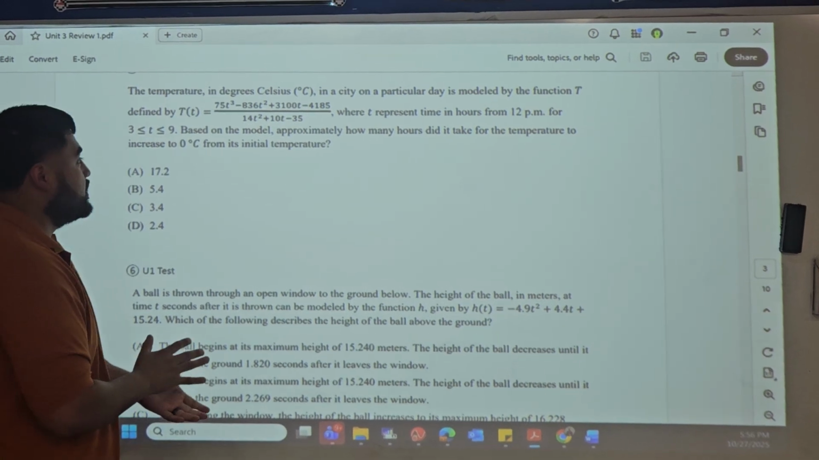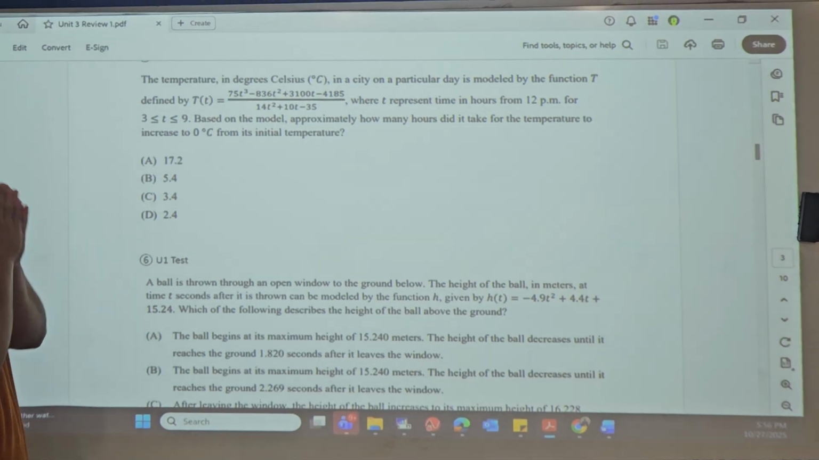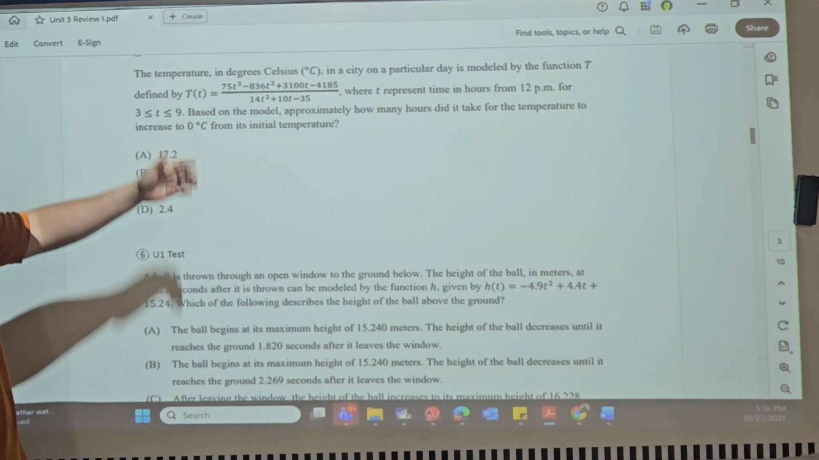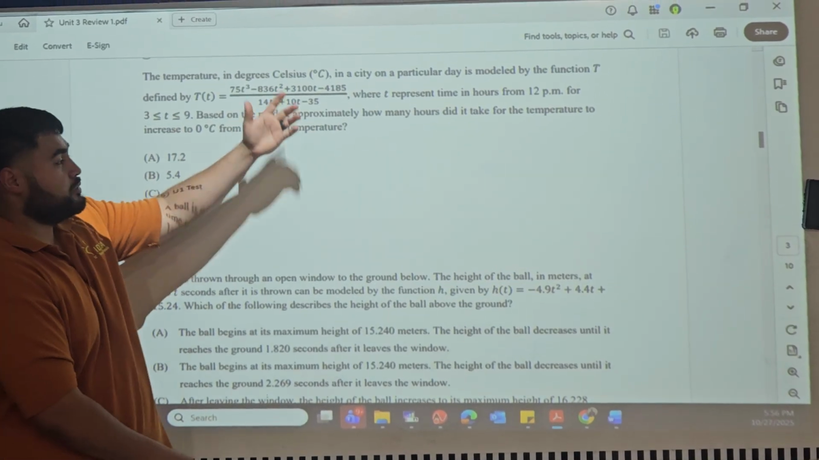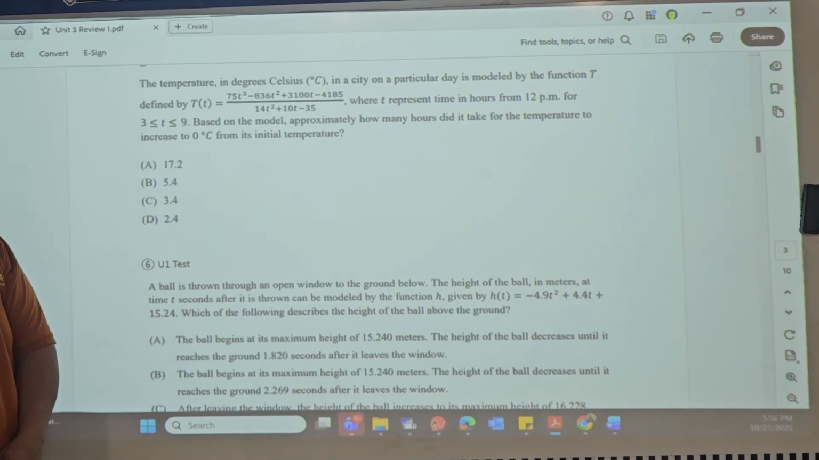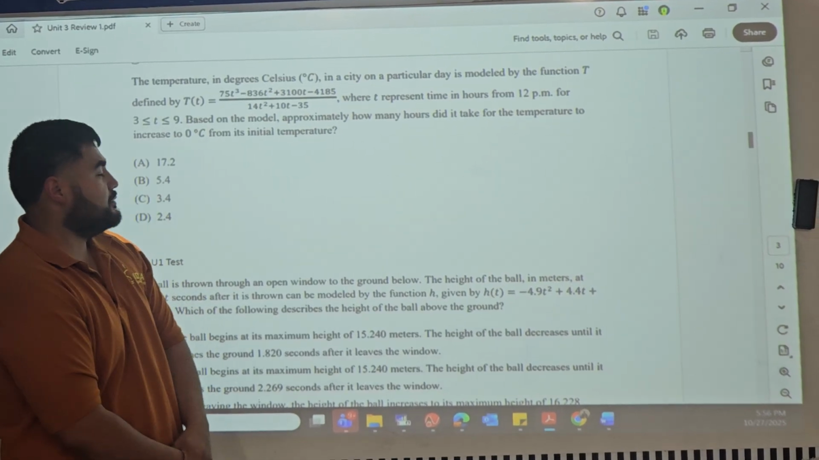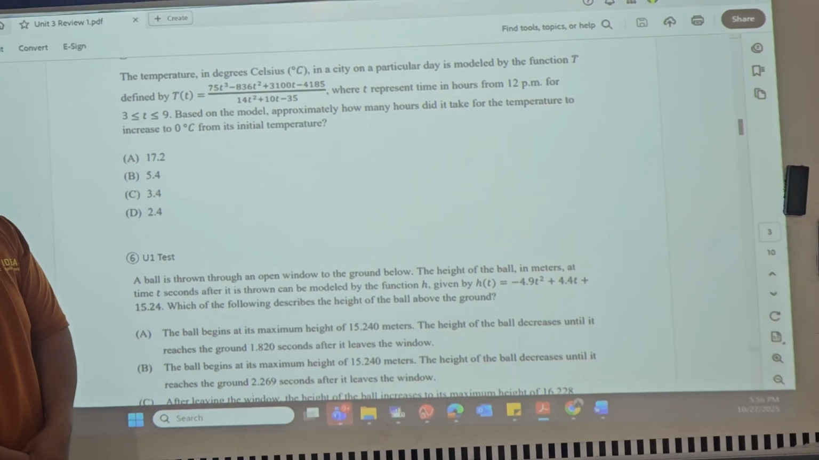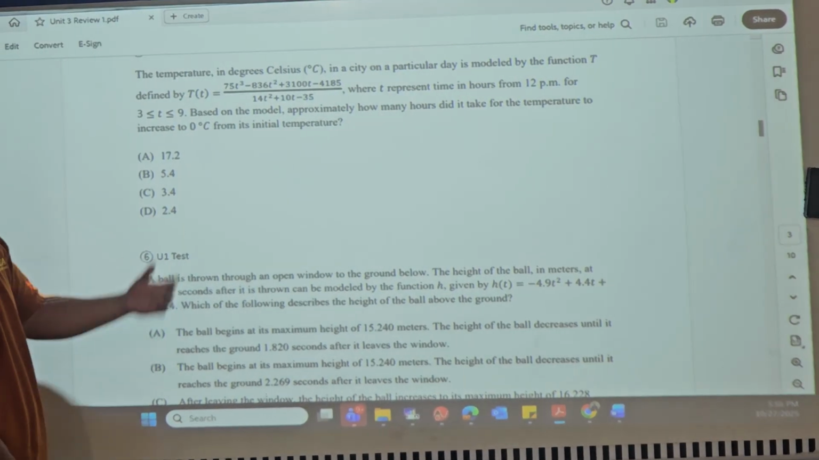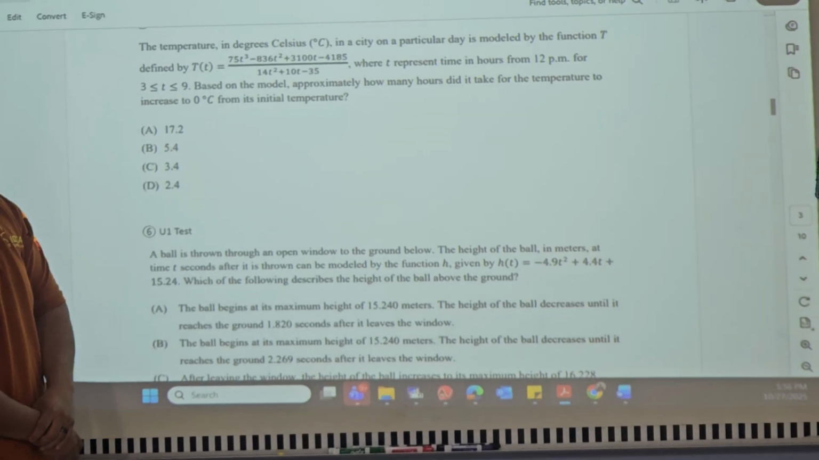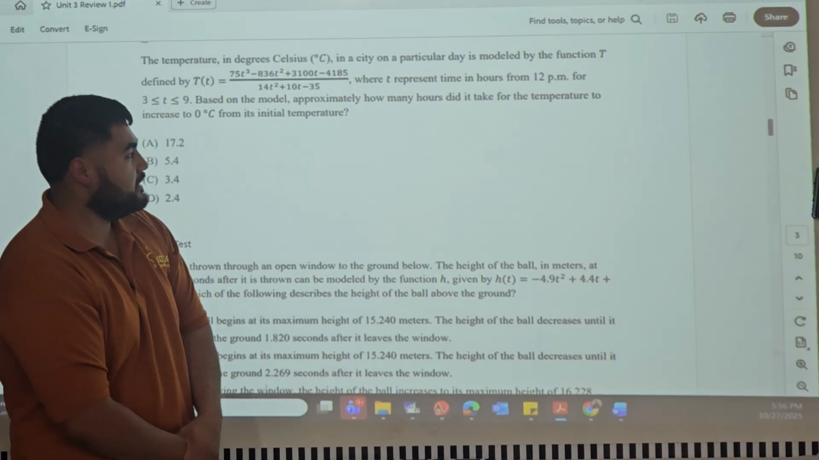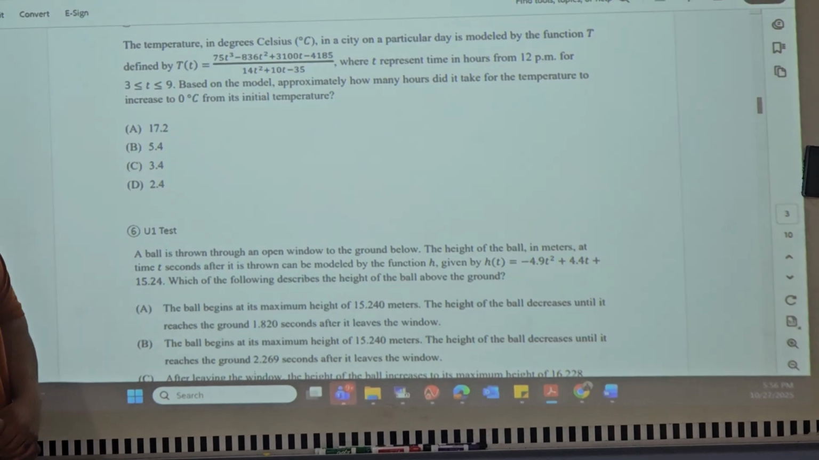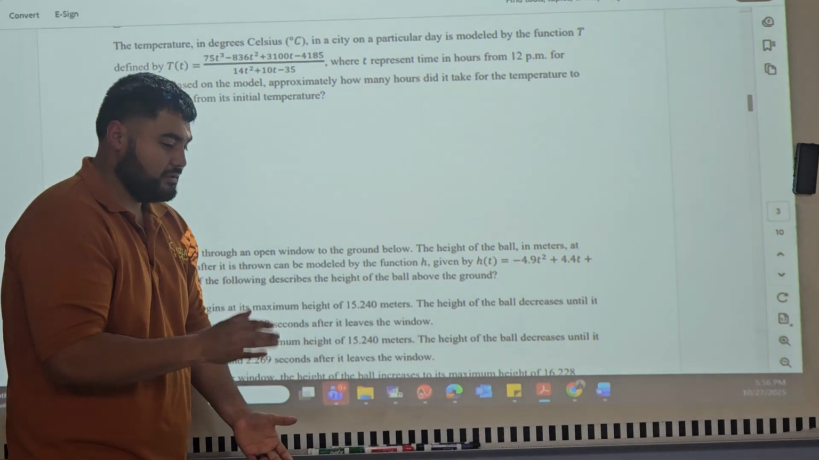It says here, the temperature in degrees Celsius in a city on a particular day is modeled by the function T, defined by T of t, and it gives you this expression, where t represents time in hours from 12 p.m. for a domain interval between 3 and 9. Based on the model, approximately how many hours did it take for the temperature to increase to 0 degrees Celsius from its initial temperature?